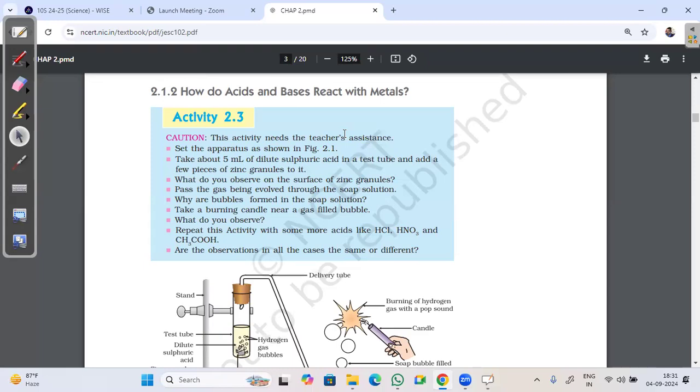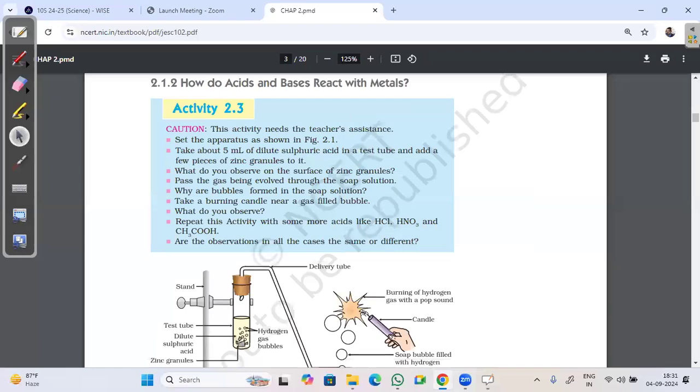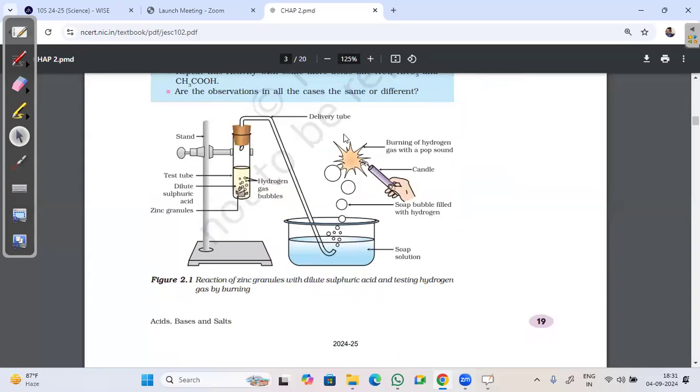Sir, hydrogen gas and salt. Hydrogen gas and salt. Yes, hydrogen gas and salt are produced. And how do we test the hydrogen gas? The hydrogen gas burns with a pop sound when a flame is put near it. So when a burning candle or a flame is put near hydrogen gas, it burns with a popping sound. This is the test for hydrogen gas.